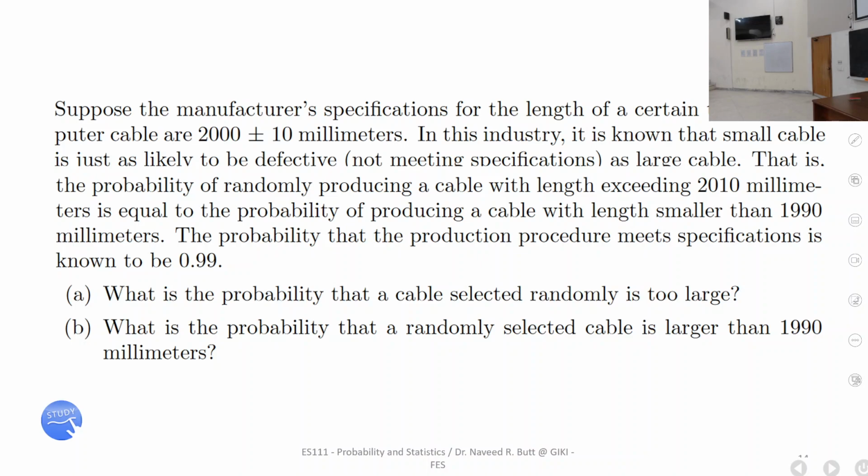Okay. लंबा चौड़ा एक्सपेरिमेंट की सिचुएशन होती है. क्या है ये? Suppose the manufacturer specification for the length of a certain type of cable are 200 plus or minus 10 micron. It is known that a small cable is just as likely to be defective as a large cable. That is, the probability of randomly producing a cable with length exceeding this much is equal to this much. The prediction says also that it is 0.99. What is the probability that a cable selected randomly is too large?